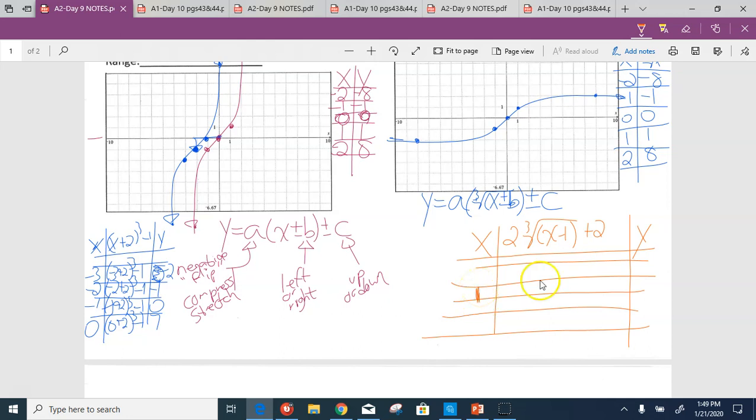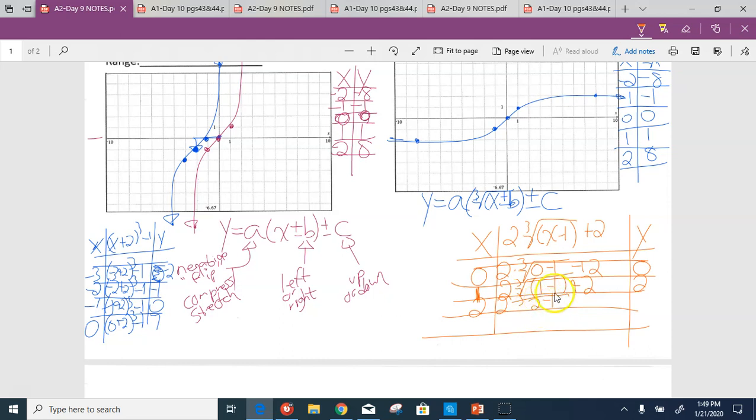So I have 1 minus 1, which is 0. 0 to the third root is still 0. Times 2 is still 0. Plus 2 is 2. Now the numbers that come before and after. So now I have 0 minus 1 is negative 1. The cube root of negative 1 is negative 1. Times 2 is negative 2. Plus 2 is 0.